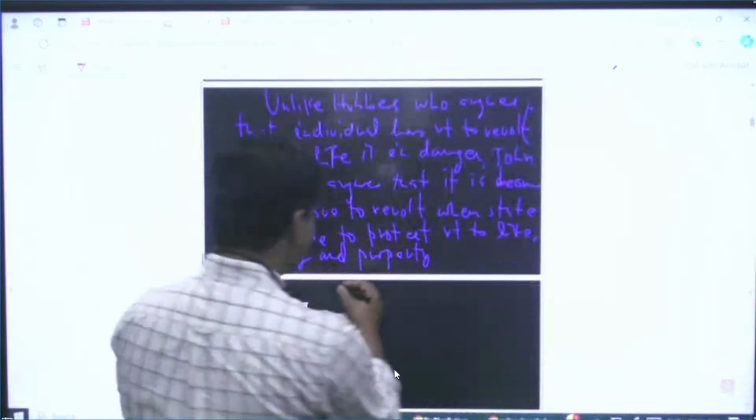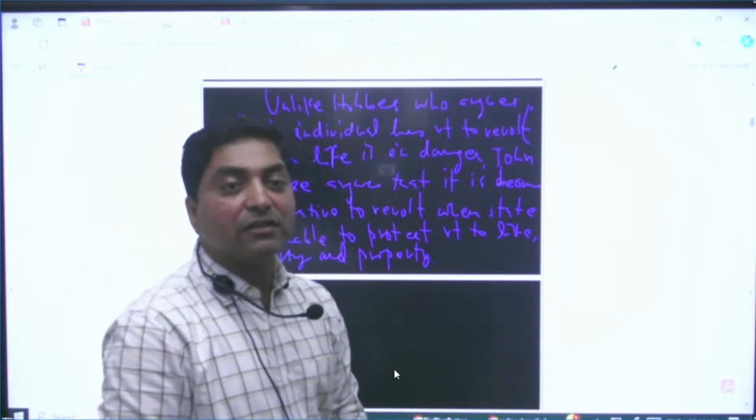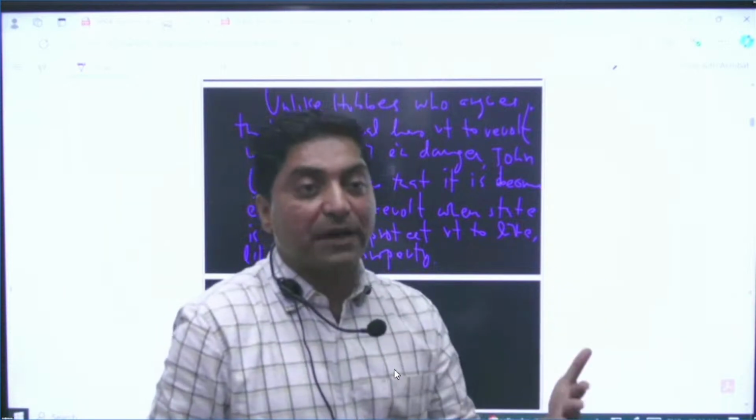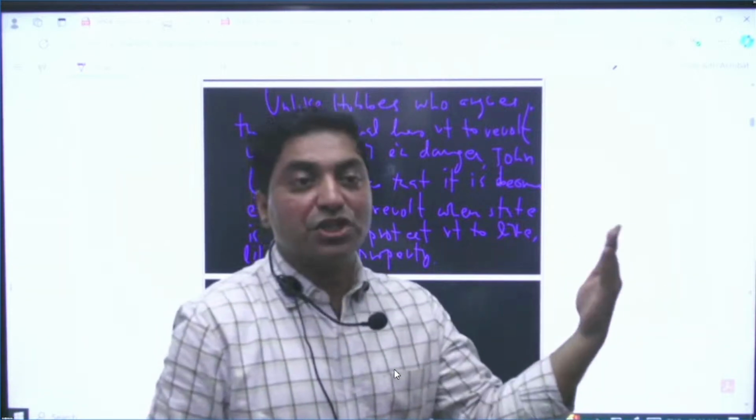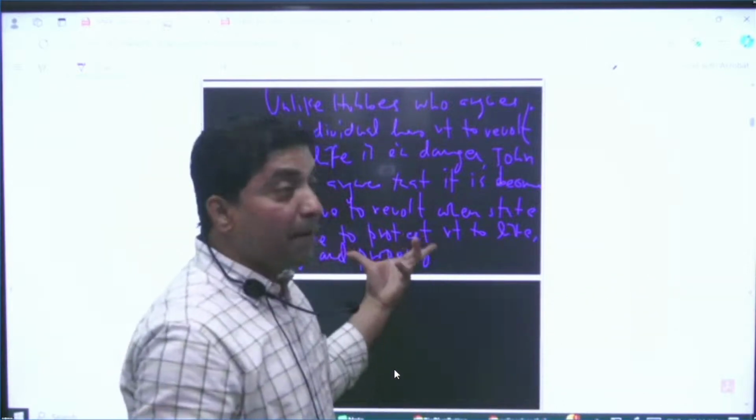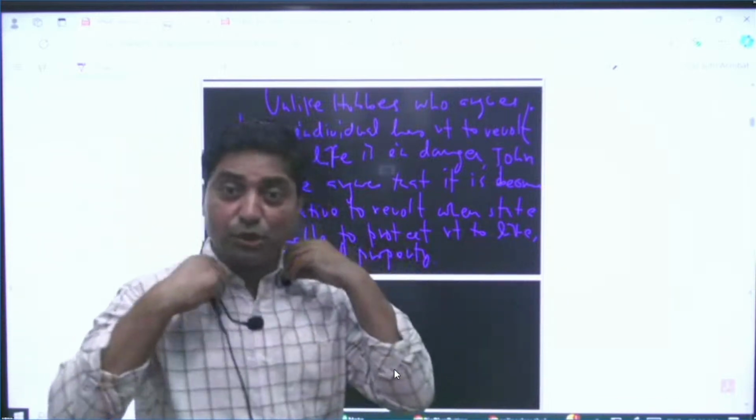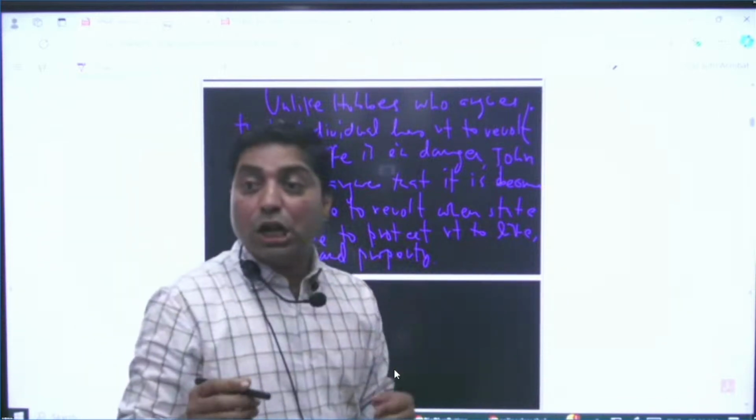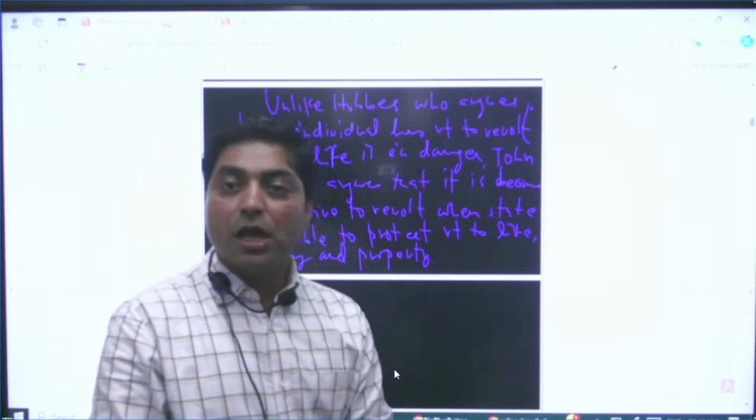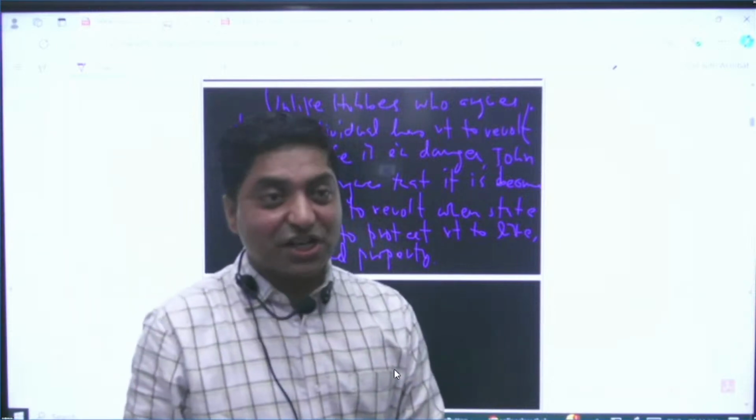Locke argued that people can change the government when the government becomes arbitrary, does not respect the consent of the individual, and imposes taxes without consent. Now, the American Revolution was basically Lockean in spirit. You have to write about the American Revolution. In the American Revolution, there was one slogan: no taxation without representation.